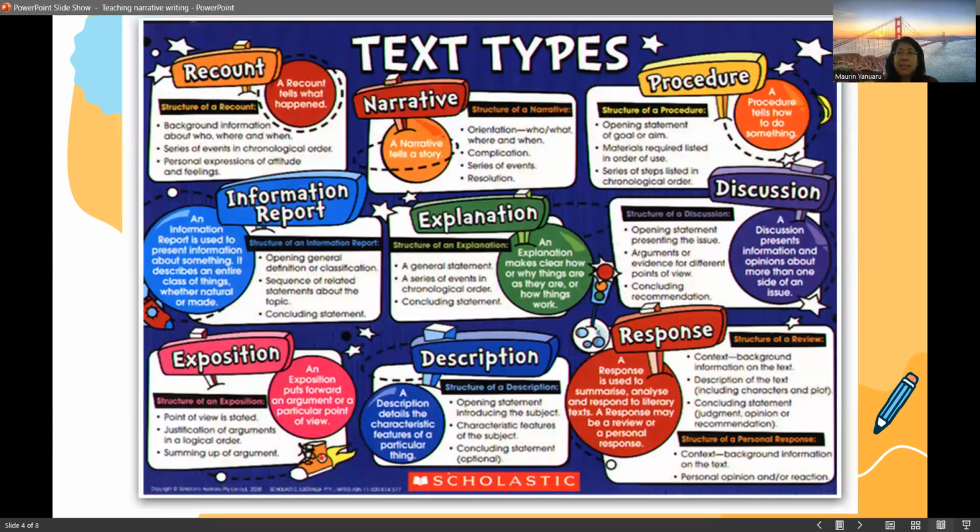Because writing is an important part of learning a language, teachers must teach different text types to the children. They also have to learn how to write recount text, narrative, procedures, discussion, explanation, information report, completing an invitation, exposition, description, response, and even essay for the higher level.